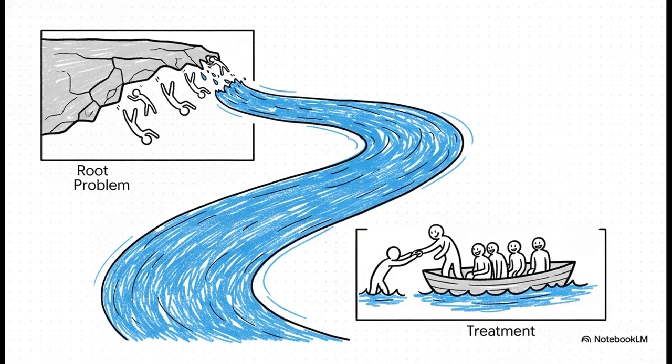The best way to wrap your head around this is with a metaphor about a river. Now, a downstream approach is like standing in the river, pulling people out one by one as they float by. That's treating sickness after it happens. But an upstream approach, that means walking up the riverbank to figure out why people are falling in and stopping it from happening in the first place. And that is all about policy change.